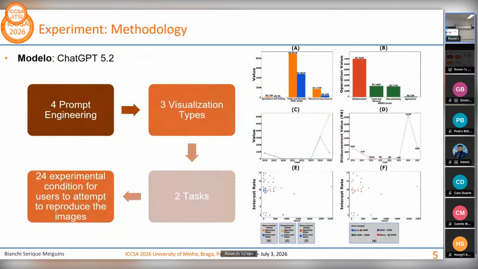The experiment was conducted using ChatGPT 5.2. Participants worked with four prompt engineering strategies, three types of visualization, bar chart, line chart, and scatter plot, and two tasks, identification and comparison. In total, we have a combination of 24 experimental conditions, and they used it to attempt to reproduce these images.